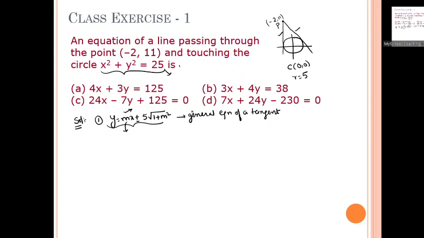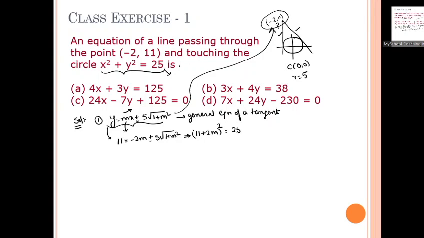This is a general equation. So it passes through -2, 11. So -2, 11 should satisfy this equation, right? So satisfy it: 11 is equal to -2m plus or minus 5 root 1 plus m square, right? If you rearrange, 11 plus 2m, and squaring both sides, the whole square is equal to 25 into 1 plus m square. Will you get this equation?